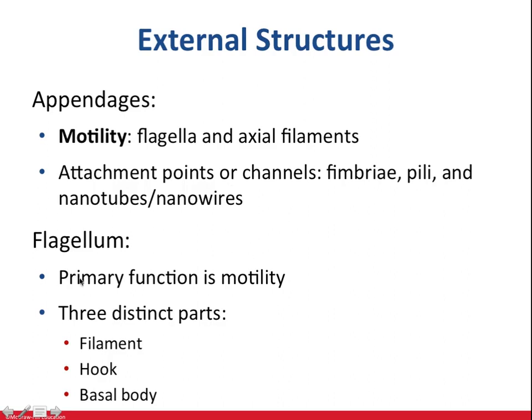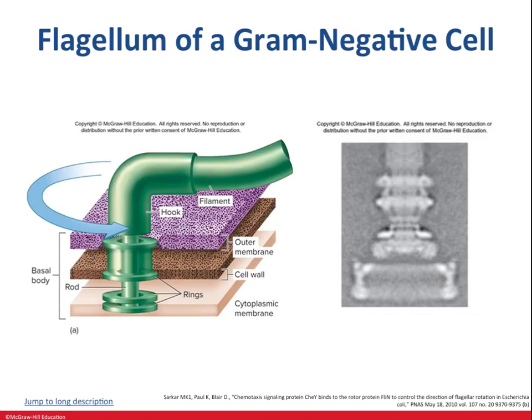The flagellum's primary function is motility. It has three parts: filament, hook, and basal body. As we can see in this diagram, this is the filament. This filament is a very long thin tube. This is the hook. It's like a hinge, connecting the filament and the basal body.